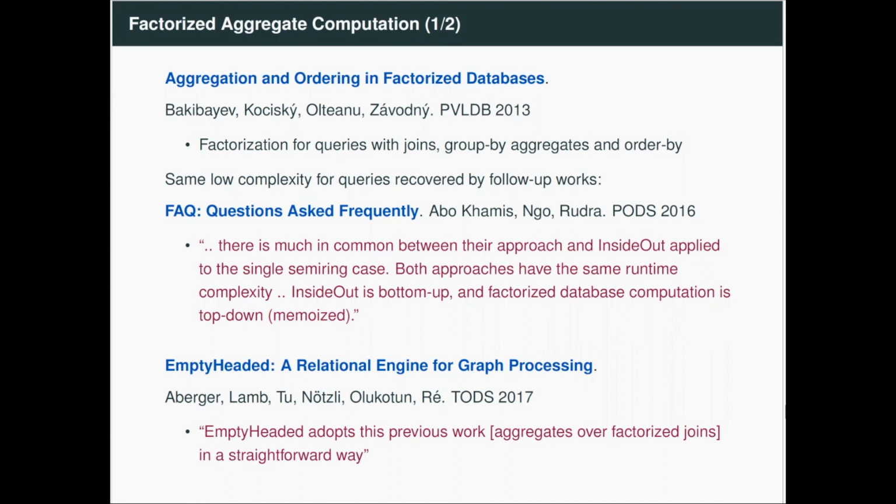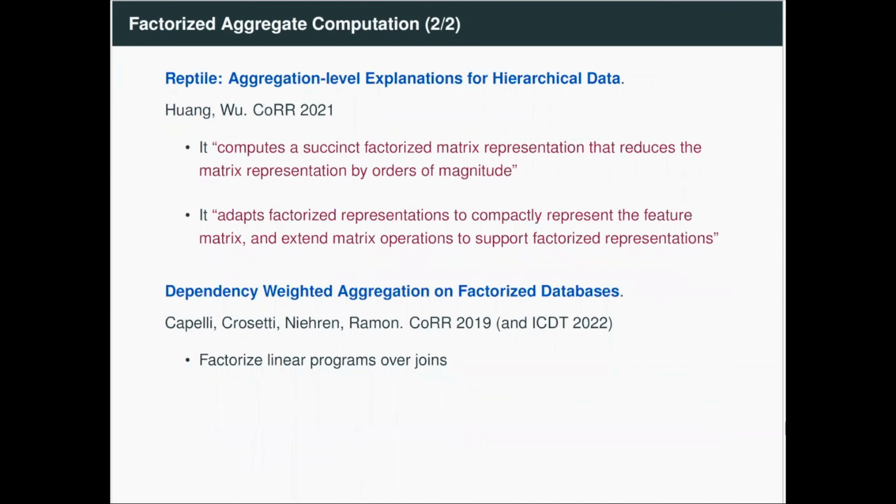The same intuition has been provided in the works of Chris Ré in the AJAR paper, also in PODS 2012, and later in their EmptyHeaded system published in SIGMOD and later in TODS. Very recently, Eugene Wu and his students are working on a system that uses factorization for matrix representation and processing. And the best newcomer paper awarded at this ICDT by Capelli et al. shows that linear programs over joins can be factorized and therefore solved much more efficiently than over the materialized join result.